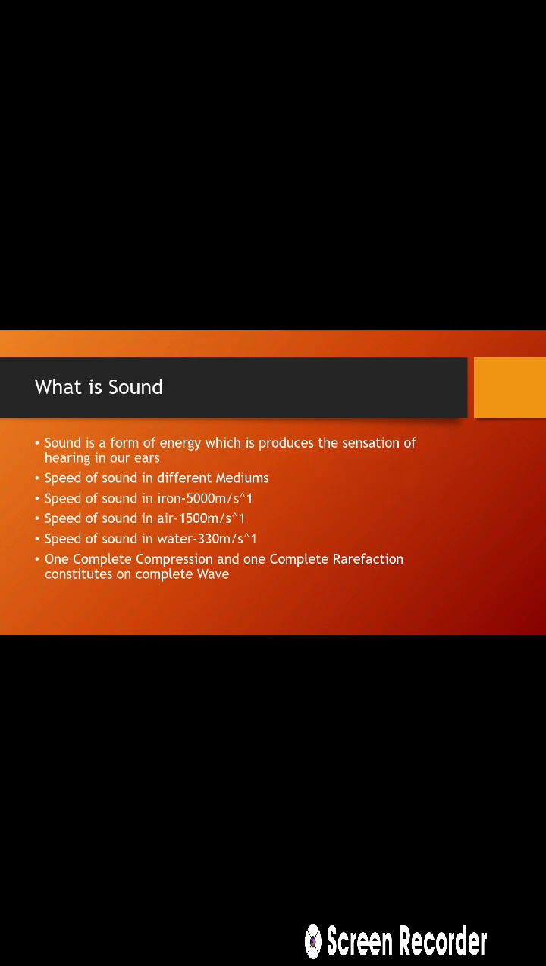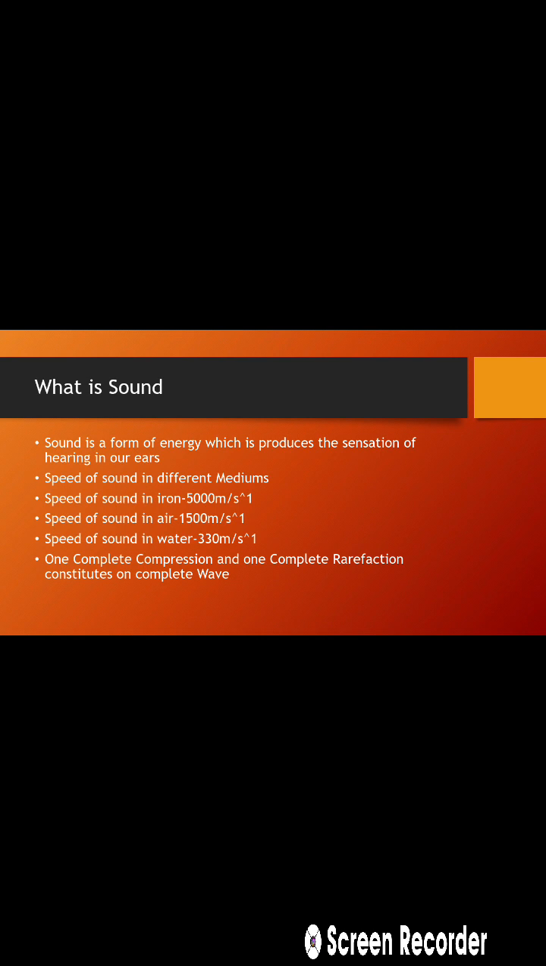So let's start. What is sound? Sound is a form of energy which produces the sensation of hearing in our ears. We'll talk about frequency and scale later. Let's talk about the speed of sound in different mediums. The speed of sound in iron is 5000 meters per second, in air 1500 meters per second, and in water 330 meters per second.